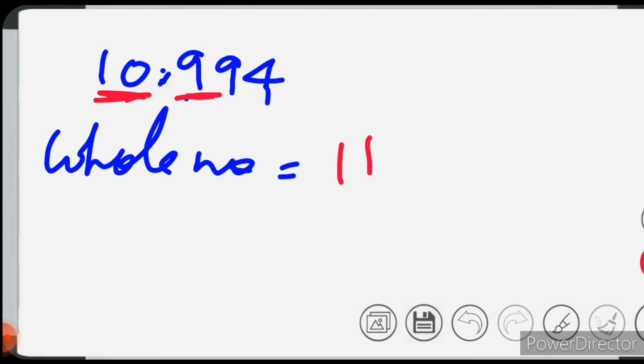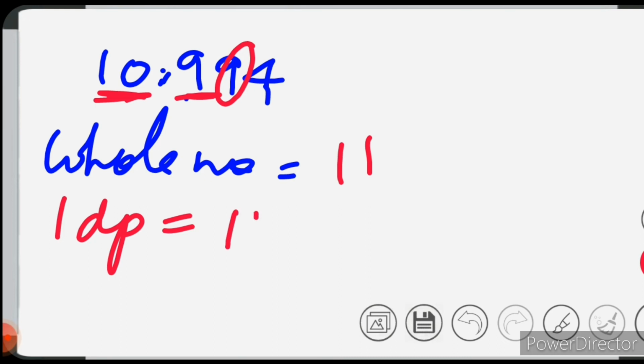Now they are telling to round to the nearest one decimal place. So for one decimal place you are going to check this one. What will it be? Again you will get 11. Okay, now we'll try another example for this.